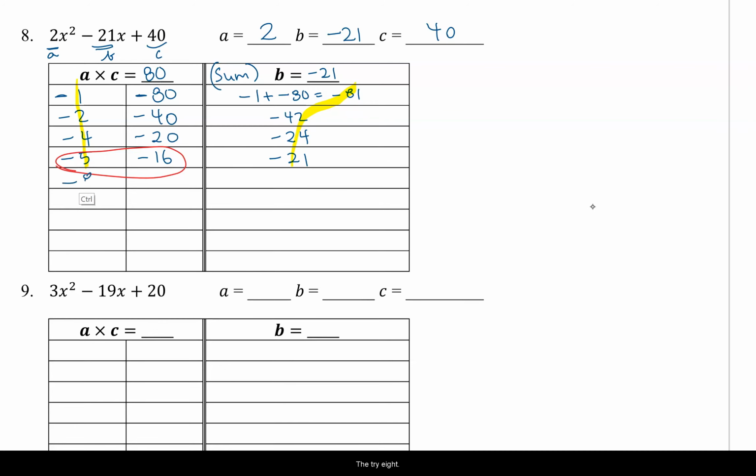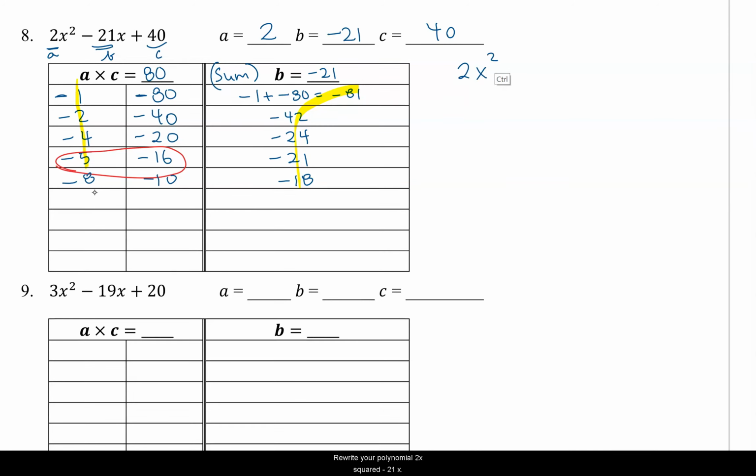We could try 8. And again, you don't need to do this. We already found the factor pair, but let's just see what would happen. Negative 8 and negative 10 would give us negative 18. We know here we've gone too far. If we write in this pattern, we can capture this pattern of getting closer and closer to B. And notice with negative 8 and negative 10 being negative 18, we've gone past it.